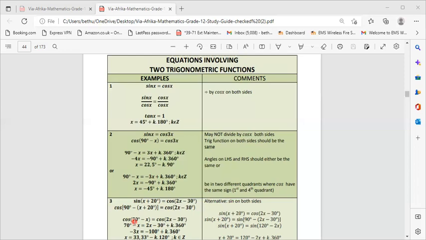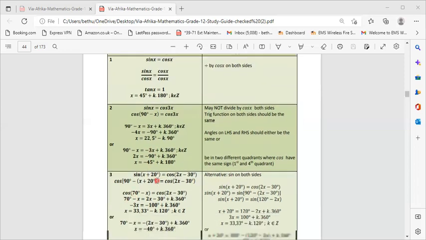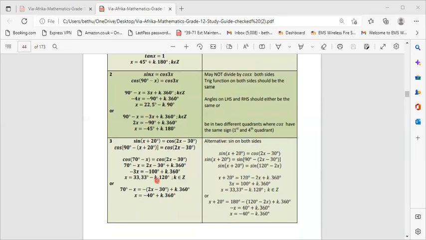We use the concepts of the general solution. So we will find that x is equal to 45 degrees plus k times 180 degrees, for k an element of integers. So that is the example I wanted to take you through.